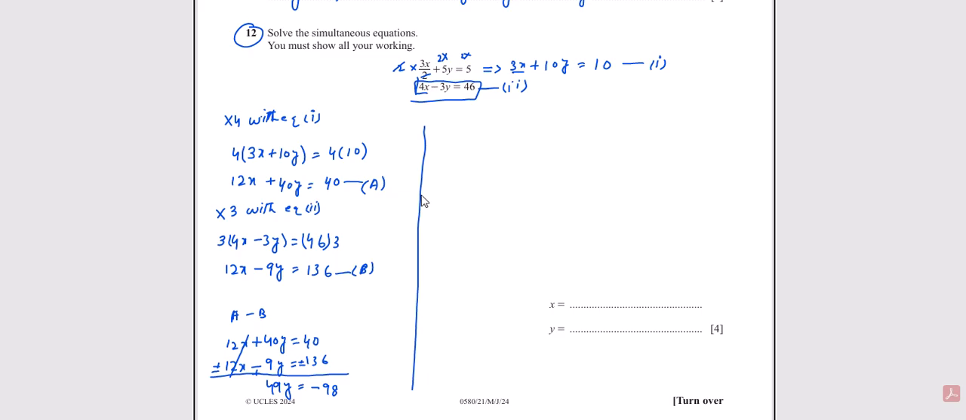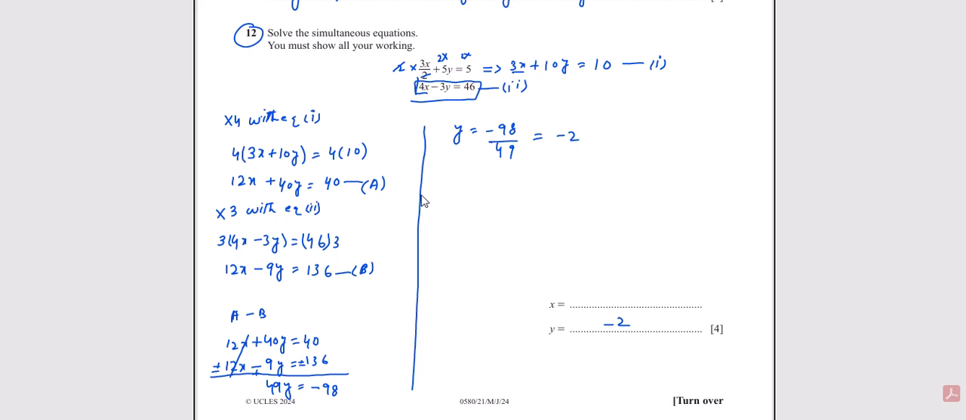So 49 divided with 98, y is equal to minus 98 divided with 49, we get minus 2. So the value of y is minus 2. And now this value we put in any equation, 1, 2, a, b.